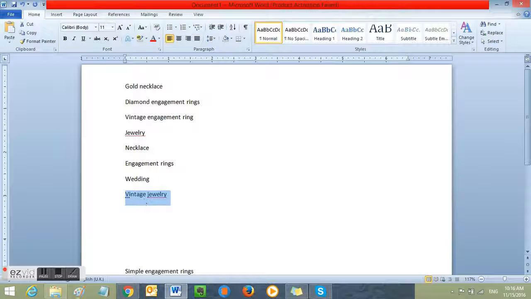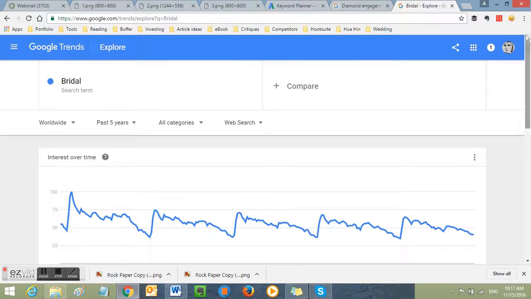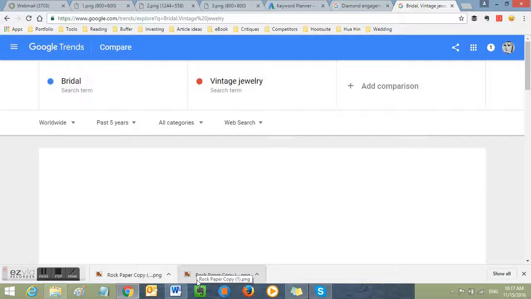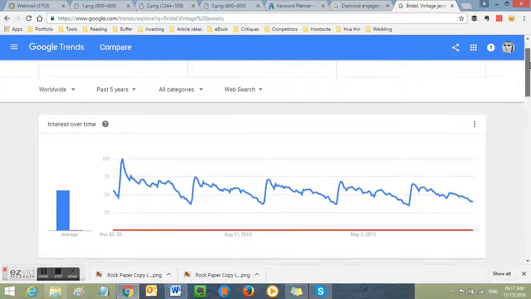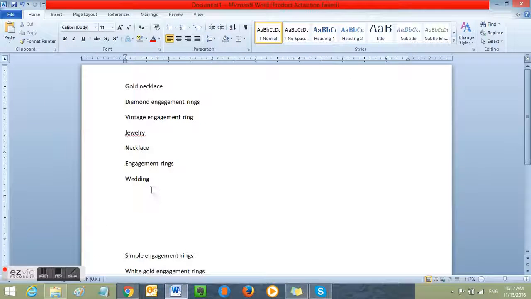Vintage jewelry, so that's also worth noting, the country list where the keyword is popular. In which countries? Vintage jewelry. The jewelry will be red compared to blue, it is definitely very low. We will have to remove this one.